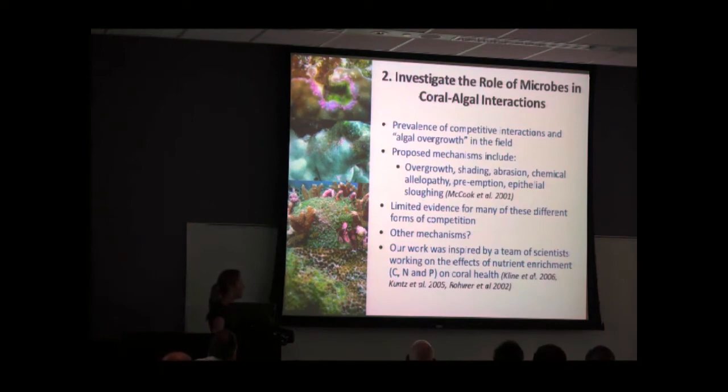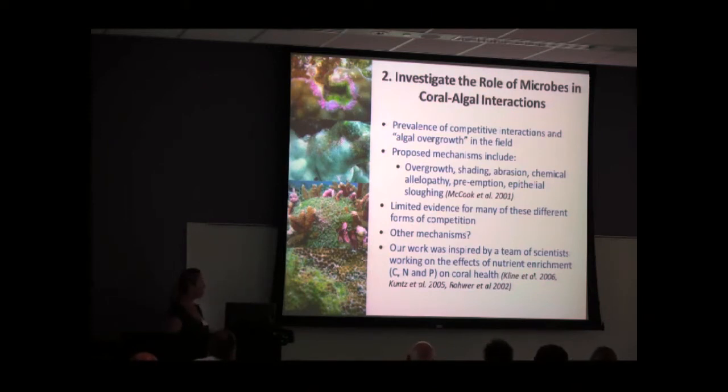Back in the early 2000s, Laurie McCook and some of his students wrote a seminal review on coral algal interactions, and they summarized that the mechanisms by which coral and algae interact include overgrowth, shading, abrasion, chemical allelopathy, preemption of space, and epithelial sloughing. At the time, there was limited evidence for many of these different competitive interactions, and so we wondered perhaps there are some other mechanisms that haven't yet been included in these analyses.